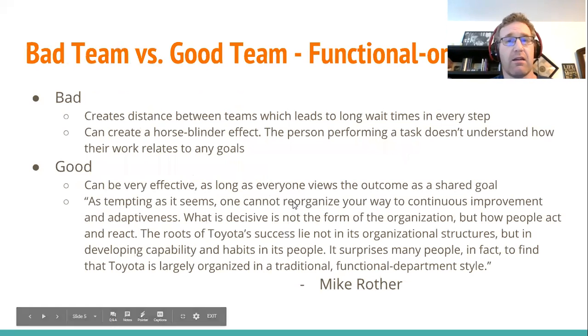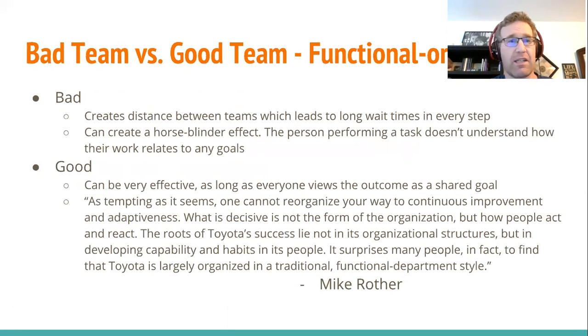In reference to functional-oriented teams, the bad thing about them is that you can create distance between your teams, which can lead to long wait times at every step. Imagine having testing waiting after development to fulfill a specific role in the product. This can create your horse blinder effect. The person or team performing your task doesn't understand how that work relates to the company goals at large.